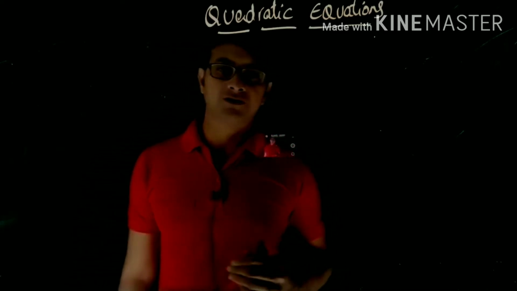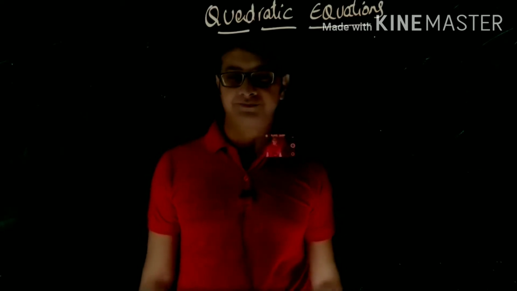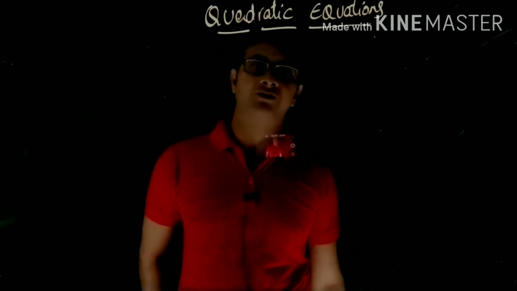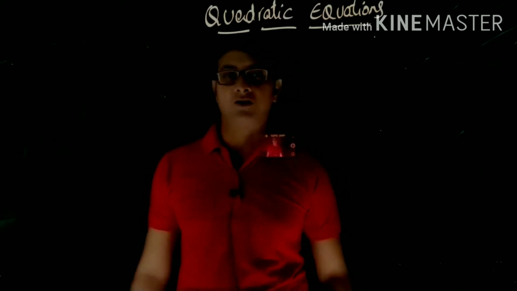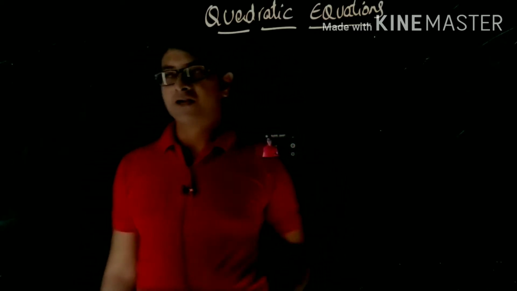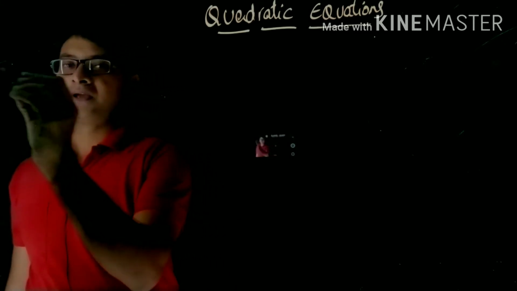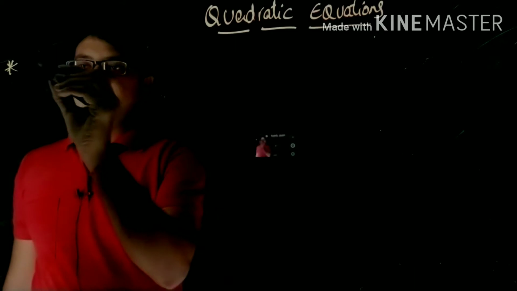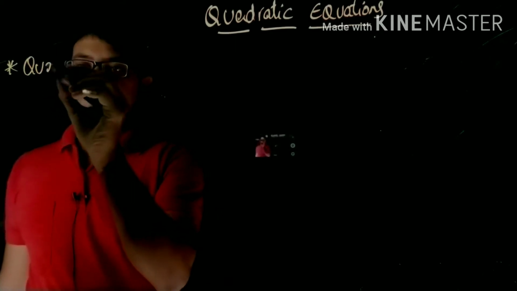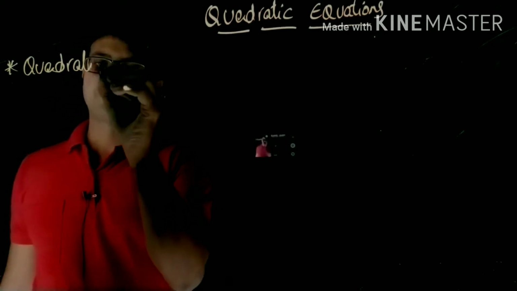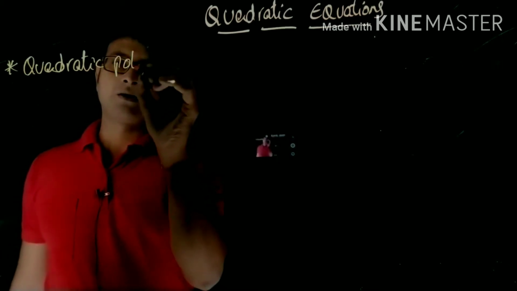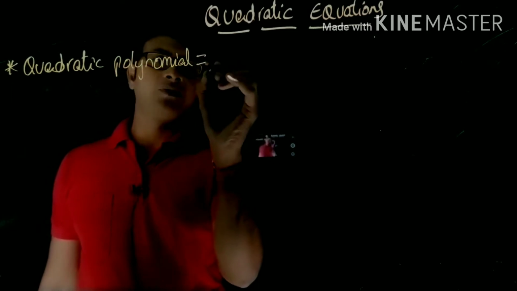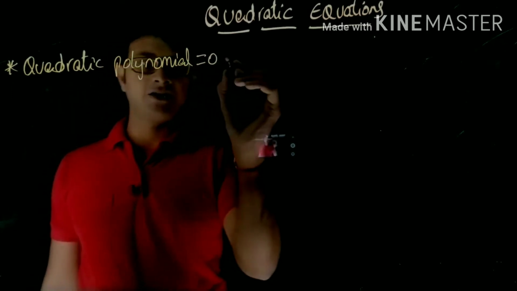Normally we know about algebraic expression. If an algebraic expression has been equated to 0, we will get an algebraic equation. So here, if I take a quadratic polynomial and if I equate it to 0, I will get a quadratic equation.